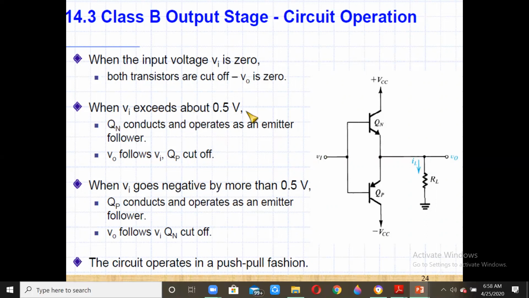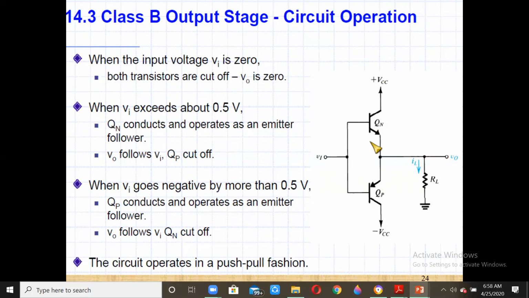When Vi exceeds 0.5 volts, that is, becomes positive 0.5 volts, then QN conducts and acts as an emitter follower. The output is taken out at the emitter and the input is given at the base, and you have VCC at the collector, hence this will act as an emitter follower. So when the input is positive, this PNP will be off and the NPN transistor will be on, and V0 will follow Vi.